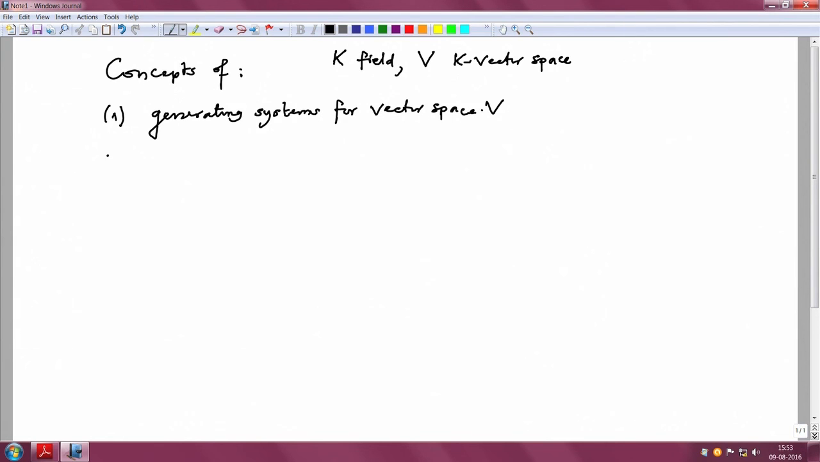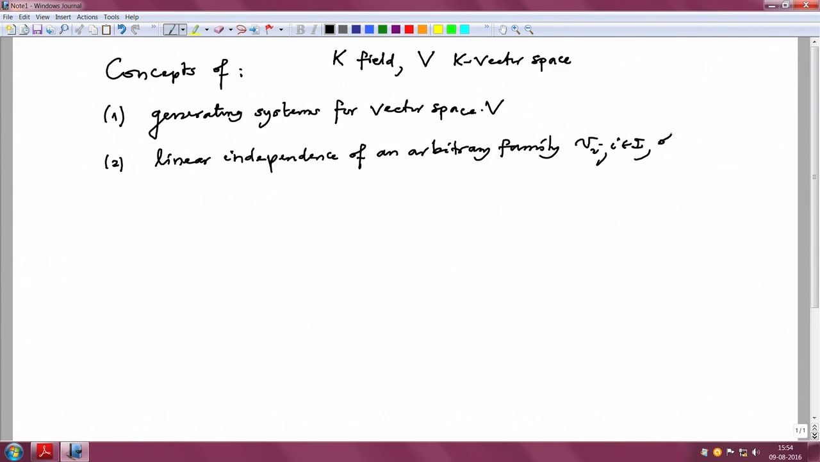One, generating system for vector space V. Two, linear independence of an arbitrary family Vi, i in I of vectors in V. And three, basis for V. And the most important thing we will keep using is the following theorem that we stated last time.